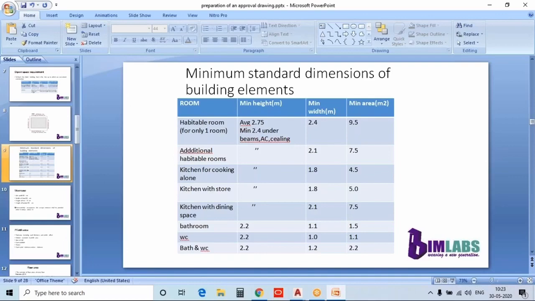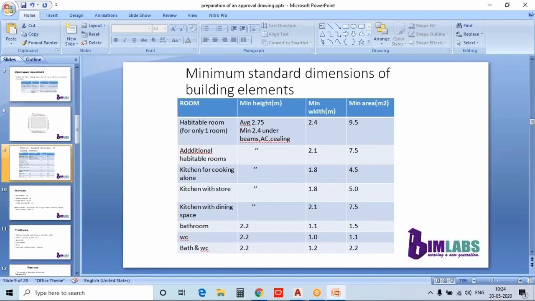Okay, then for bathrooms, you have to provide a minimum height of 2.2 meter. That is, we know that up to lintel level we have a height of 2.1 meter, and with that the slab thickness, that is the lintel slab thickness, if it is 10 centimeter, then the bathroom height will of course be up to 2.2 meter. That is the height there.